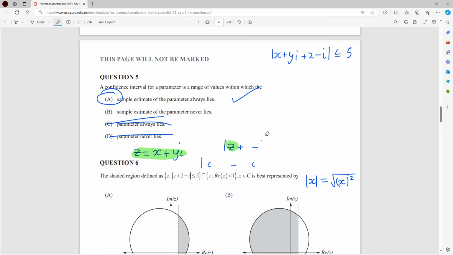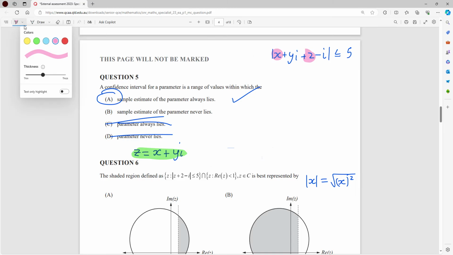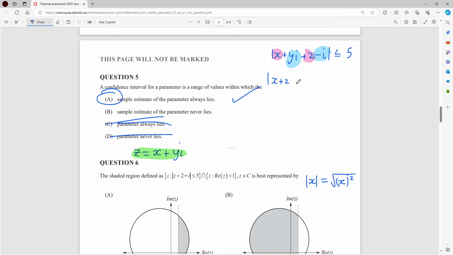Get that out of the way now. Now we can see straight away we can add the real numbers and the complex numbers together. So we can group these guys, and we can group these guys, okay? So we would have the absolute value of x plus 2 plus y minus 1, minus 1 times i. Then we can apply pretty much the absolute value rule we have here.